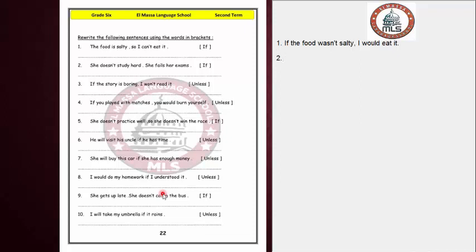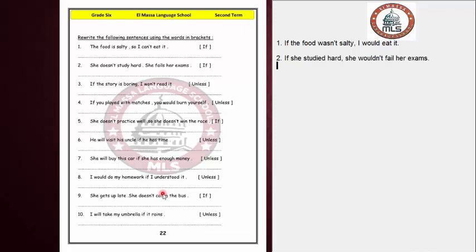Number 2, she doesn't study hard, she failed her exam. So, if she studied hard, she wouldn't fail her exam.